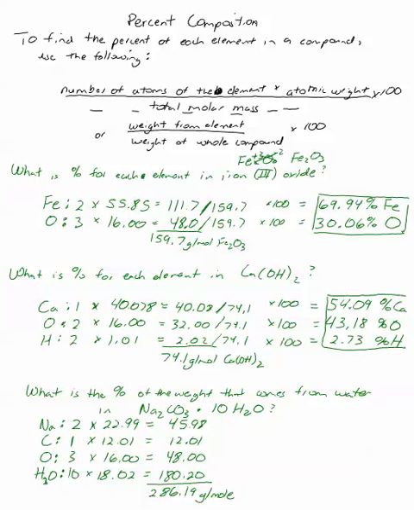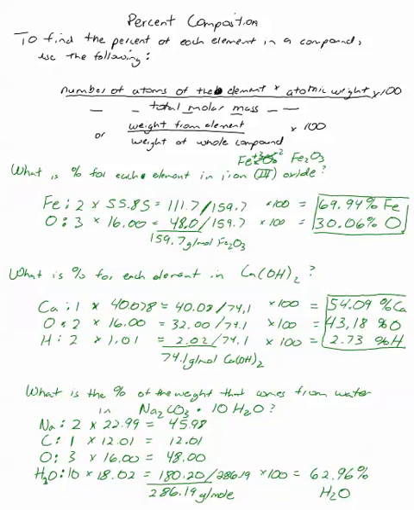Now, in this question, I don't need to find the percent for all of those. I just need to find the percent that came from the water. So we take the weight of the water divided by the weight of the total, which is the 286.19, and then multiply by 100. And when we do that, we get that the percent of the weight that came from the water was 62.96 is the percent that came from the water.